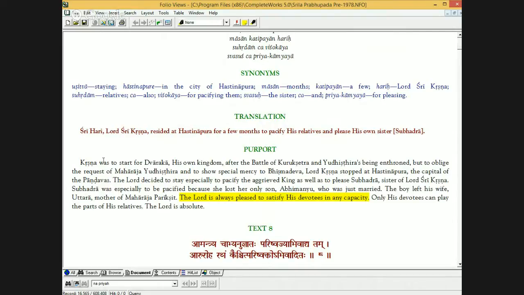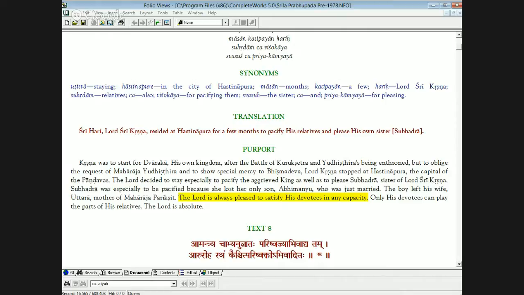Krishna was to start for Dvarka, his own kingdom, after the battle of Kurukshetra and Yudhishthira's being enthroned, but to oblige the request of Maharaj Yudhishthira and to show special mercy to Bhishmadev, Lord Krishna stopped at Hastinapur, the capital of the Pandavas. The Lord decided to stay especially to pacify the aggrieved king as well as to please Subhadra, sister of Lord Shri Krishna.